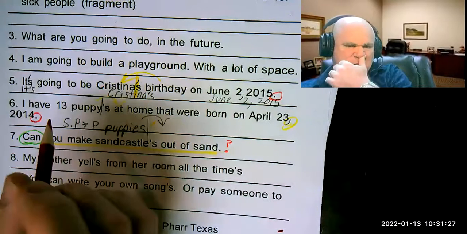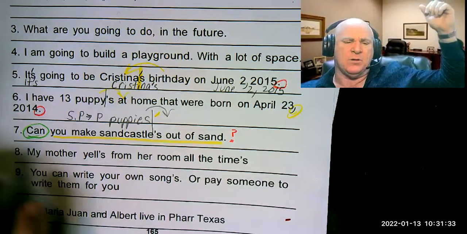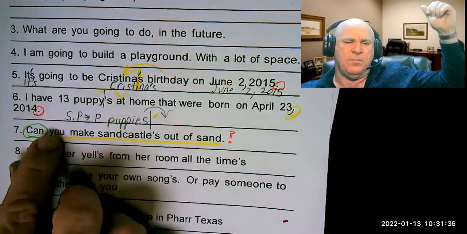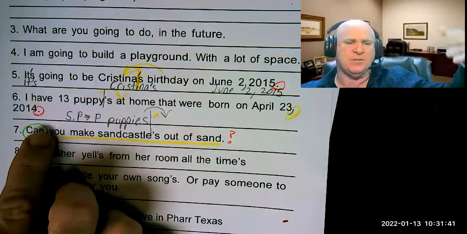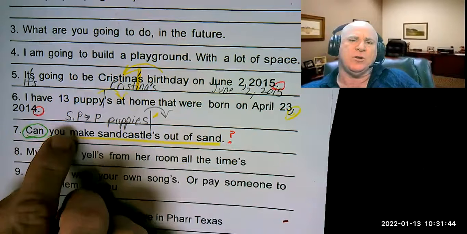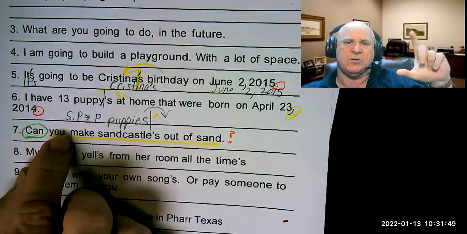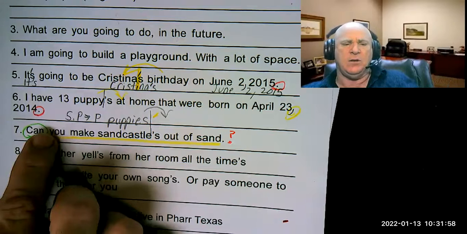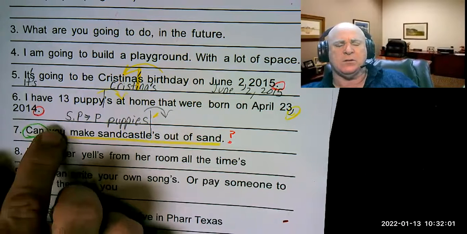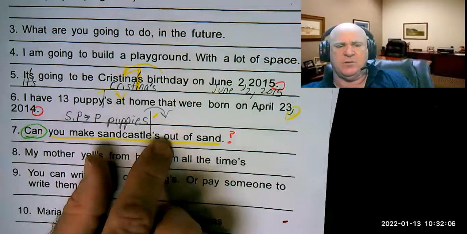And the last one, I did promise to do it with you. Think about the barrel of monkeys. They have green, yellow, blue, and red, which I'll be using several times in lots of videos. So I suggest you go to Dollar Tree, get a barrel of monkeys. They have 3 greens, 3 blues, 3 reds, and 3 yellows. So what's my first word? Capital can. Can you make sandcastle's out of sand, period?